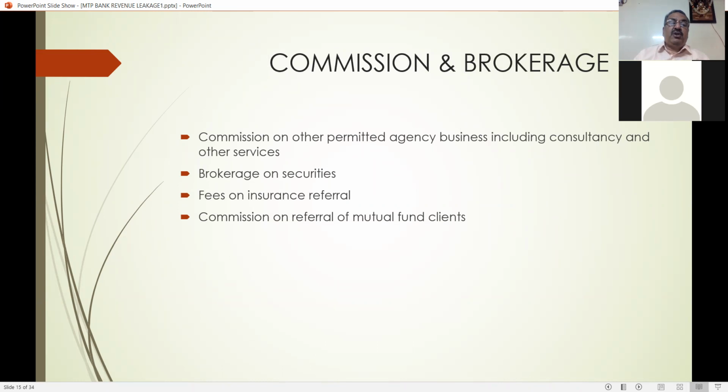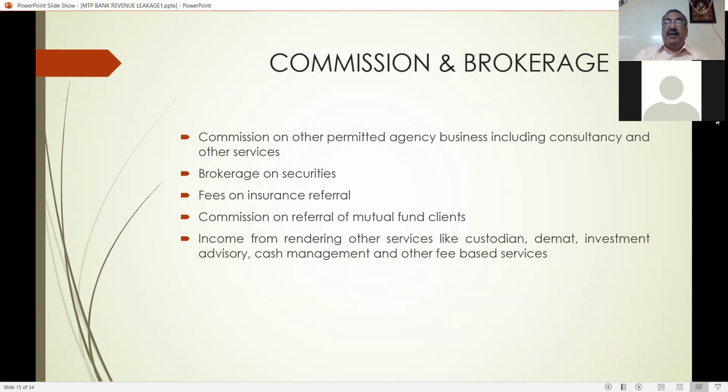Commission on referral of mutual funds. Suppose any business is done by the bank, as in the concept of mutual funds, the mutual fund company pays commission to the bankers. And income from rendering other services like custodian, demat account, investment advisory, cash management and other fee-based services. Anything, if you want services, they can give the service and charge the fees.